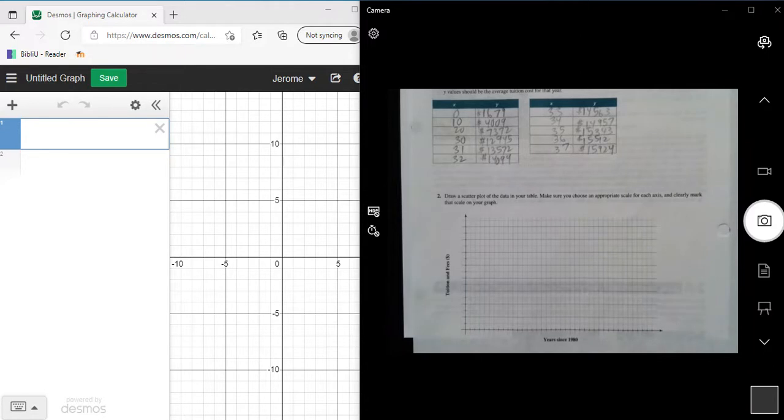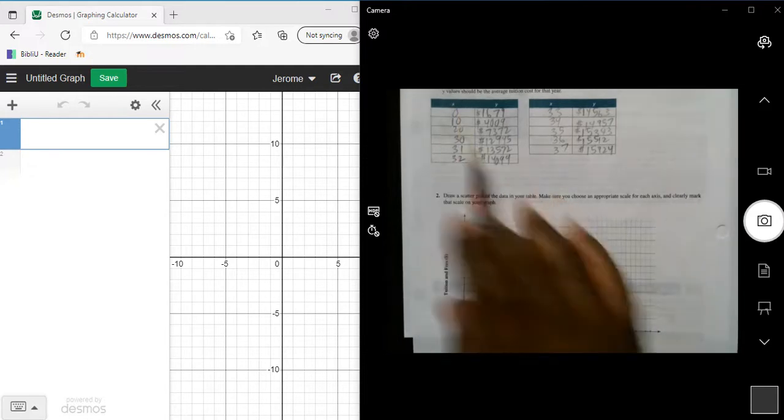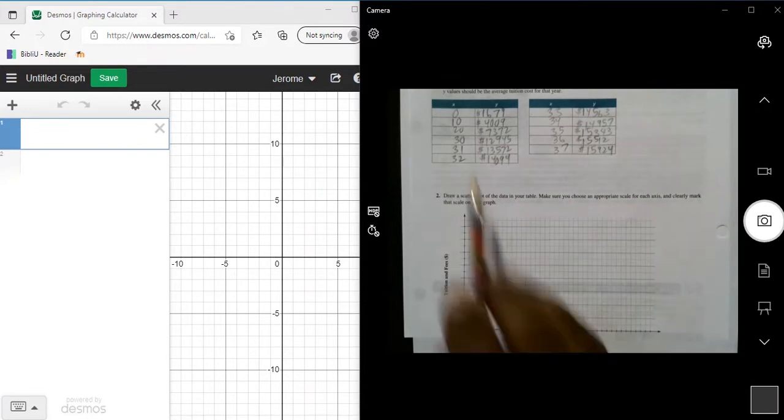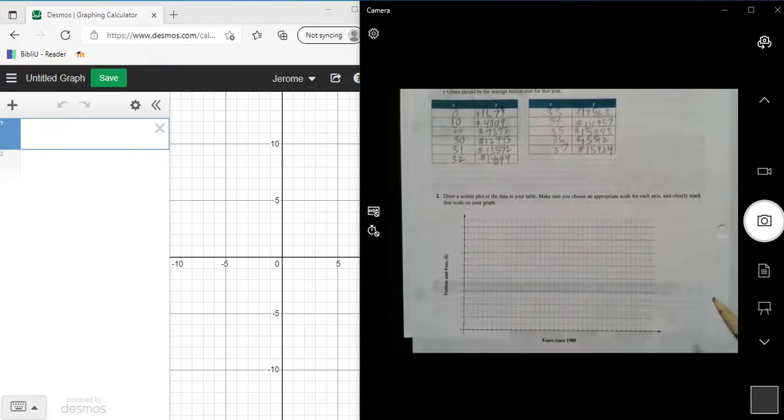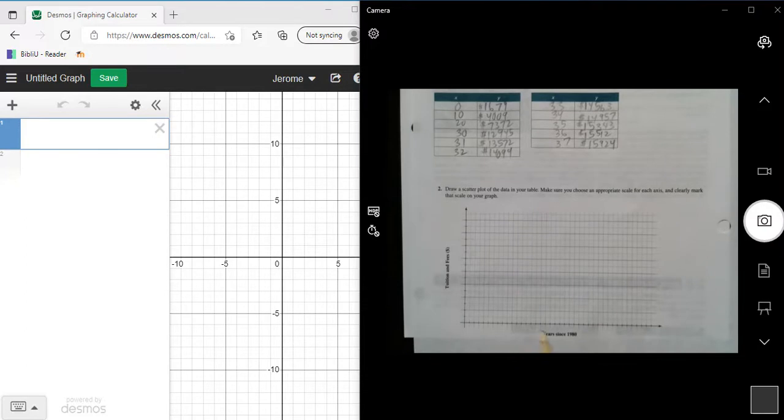It says draw a scatter plot of the data in your table. Make sure you choose an appropriate scale for each axis and clearly mark the scale on your graph. Okay, so now if you notice here our X values is years since 1980. And so we go from 0 to 37. So what we need to do here, if we look at these lines here, there are about 39 tick marks. So we could go by ones, but we can go by each 5.